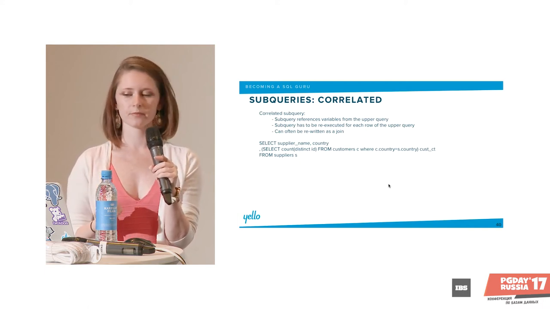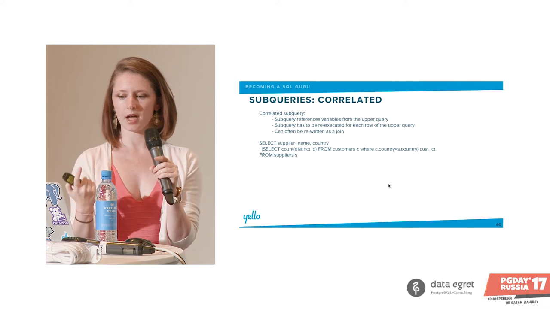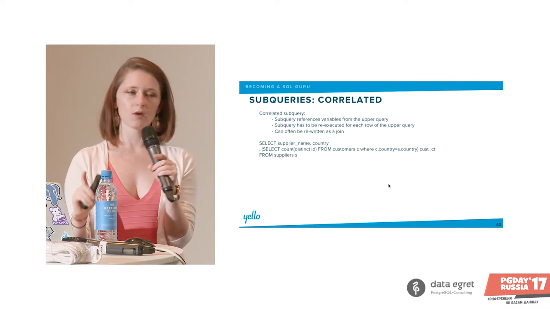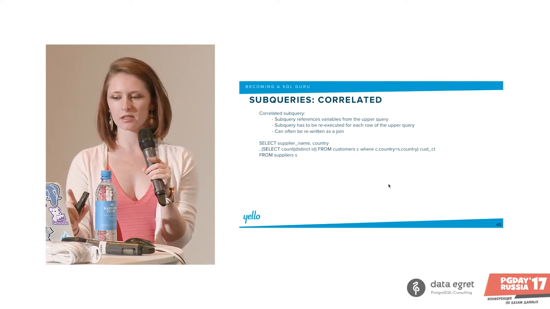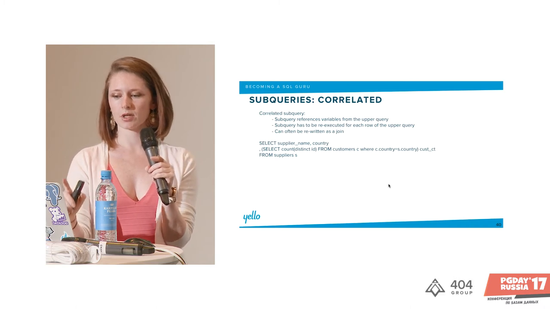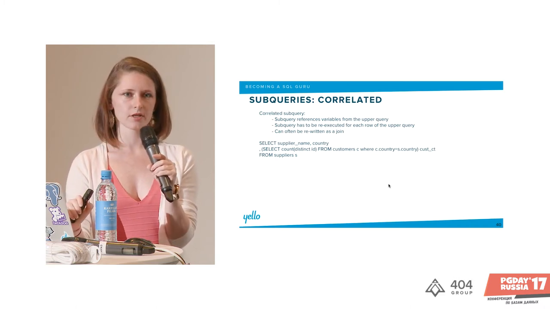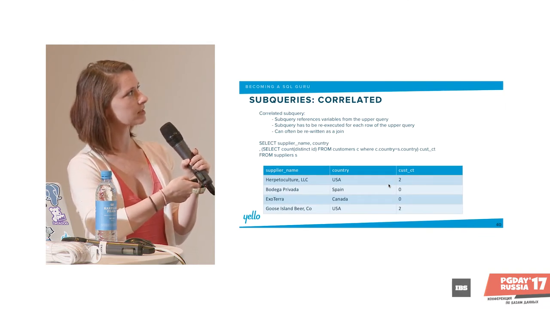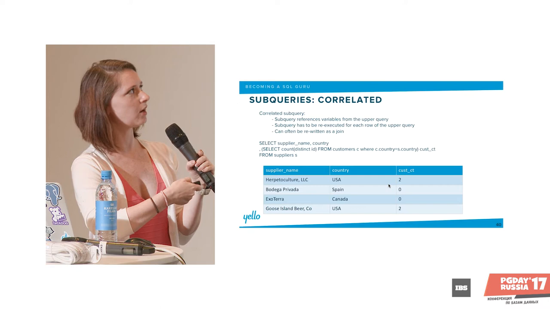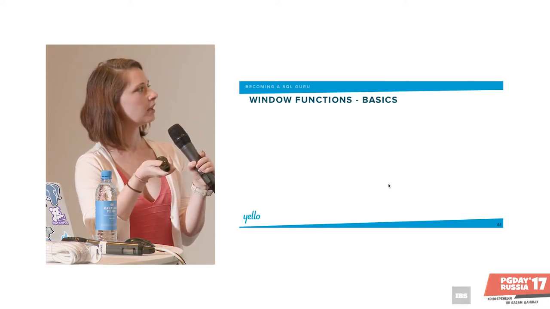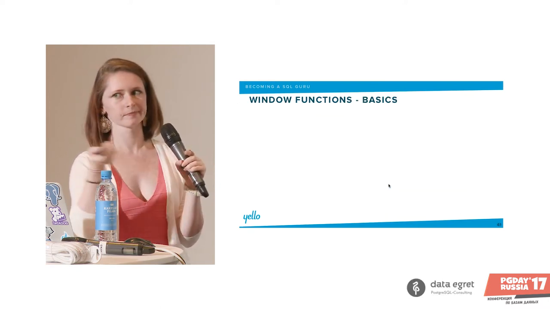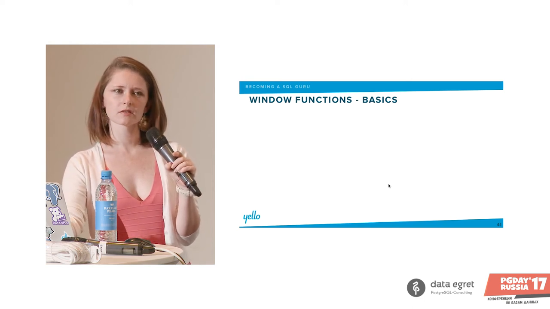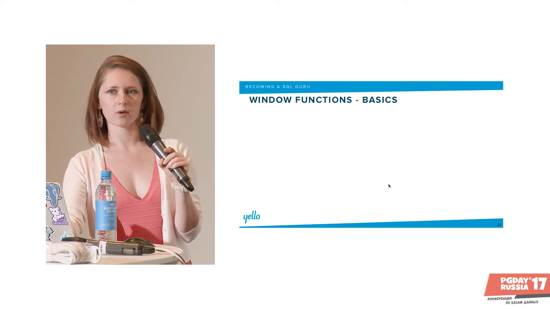So as an example, let's say I want my supplier name and country, and then I want to do a distinct count of customers where the customer country is equal to the supplier country. Right, so within my subquery, I'm referencing the outer query. And we get something like this. Any questions on this? It's pretty straightforward.